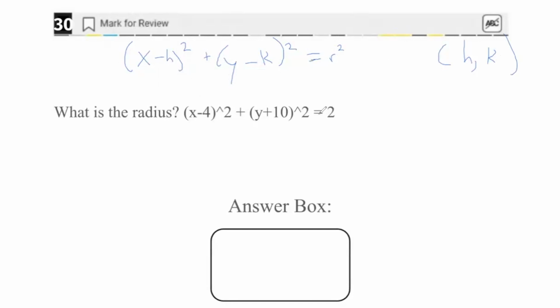So here, we don't actually need to know the center for this, but just to practice, our center would be 4 and then negative 10 because it's like minus negative.